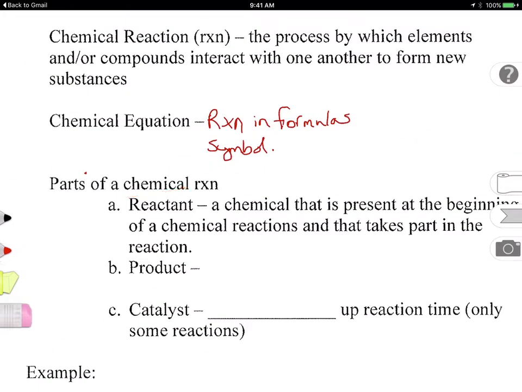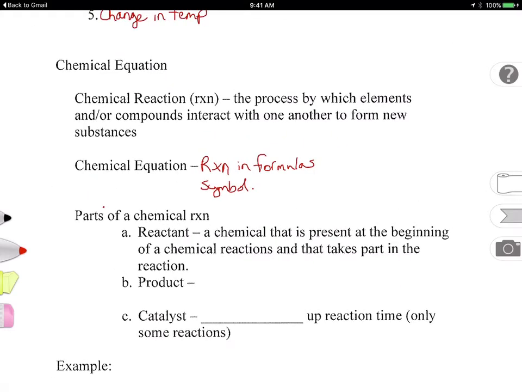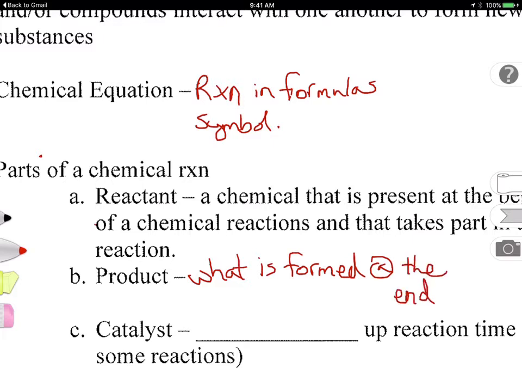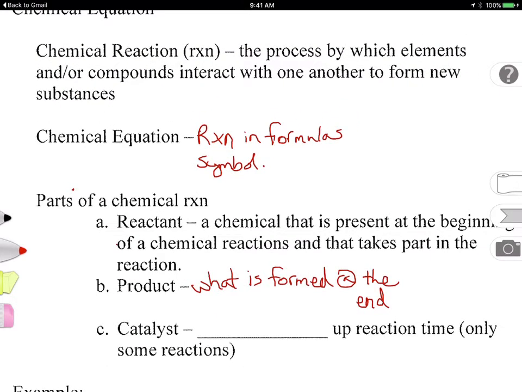Okay. Parts of the reaction. The reactant, the first part, is in the beginning. So what takes place, what you start with. The product is what is formed at the end. What do you get out of it? Okay. A catalyst is something that speeds up a reaction time, but it's only in some. Catalysts are not very common, but they are out there.